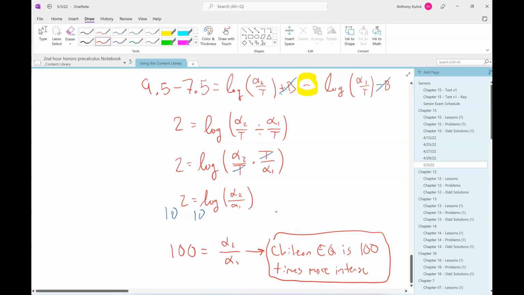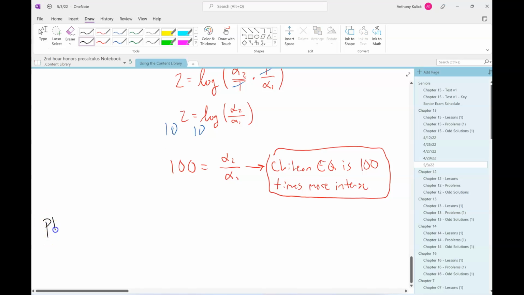So we have that the Chilean earthquake then is 100 times more intense than that San Francisco earthquake. Sorry, how did you get the 100 times? 10 squared. It's 100. Cool. Okay, what do you guys think? Still doing okay? Not too big of a deal.